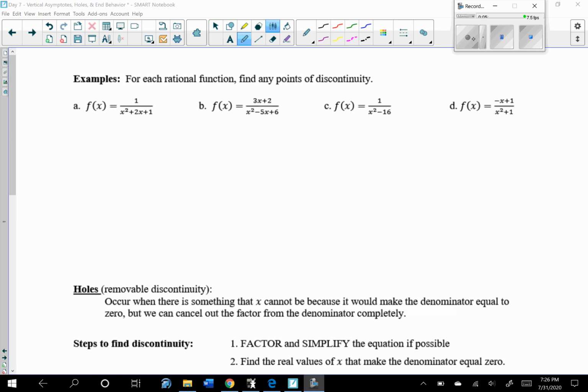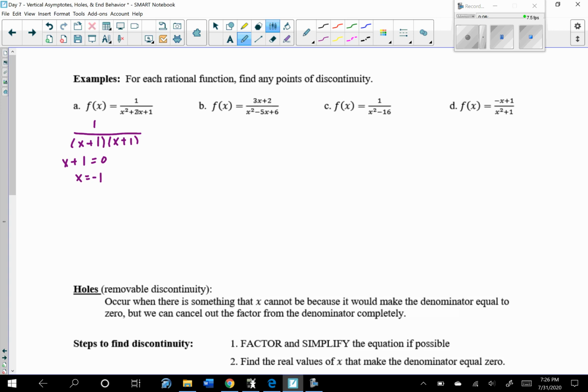So for each rational function, find any points of discontinuity. In order to do that, we want to factor. If I factor this equation, I have 1 over x plus 1 times x plus 1, because factors of 1 that add up to 2, since we have a trinomial right here. Then we set each factor equal to 0, and they're the same, so we don't need to set them both equal to 0. You can just set one equal to 0 and solve. And so we get x equals -1.